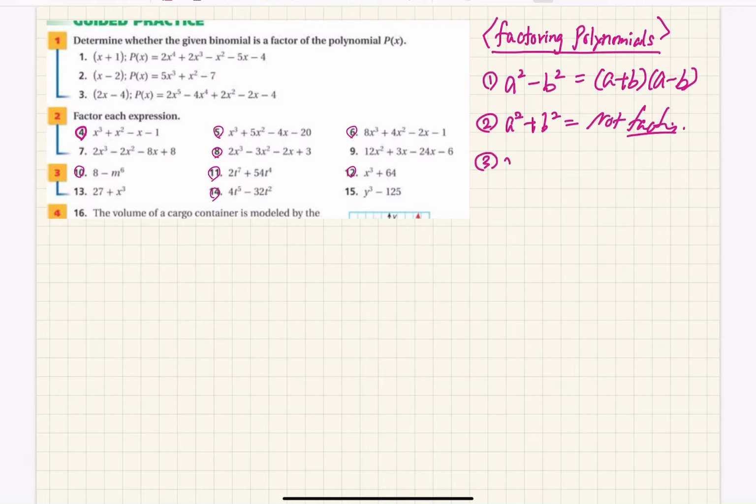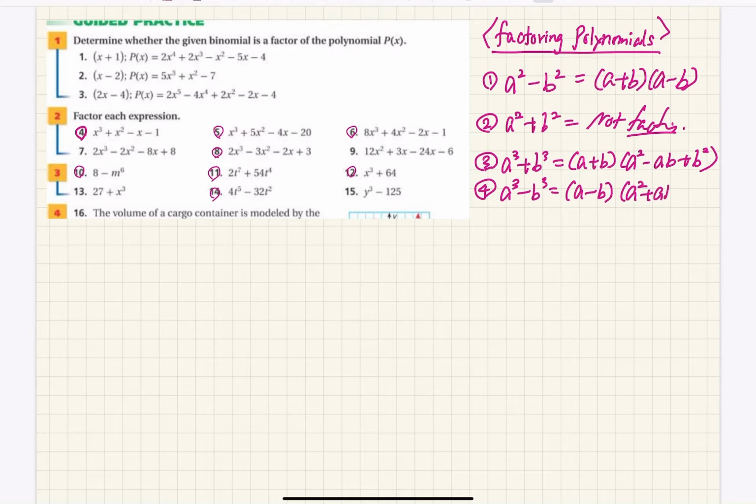Number three, a cube plus b cube form. A cube plus b cube form should be factored to a plus b times a squared minus ab plus b squared. There is one more, a cube minus b cube form, which is a minus b times a squared plus ab plus b squared form. So you should memorize these three. All right. Let's try number four.